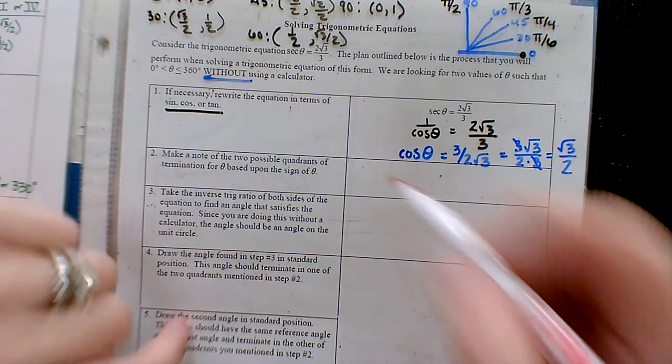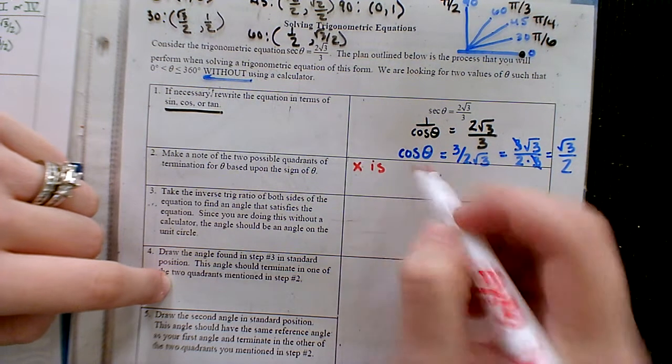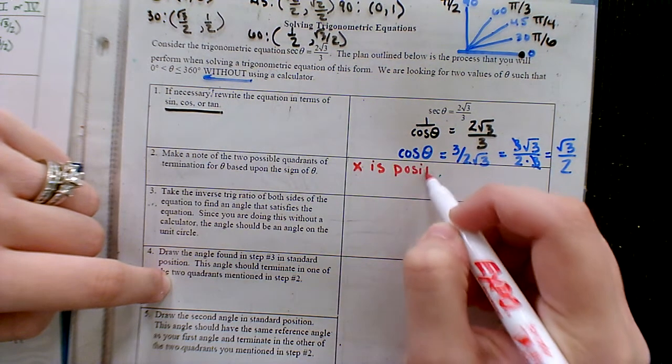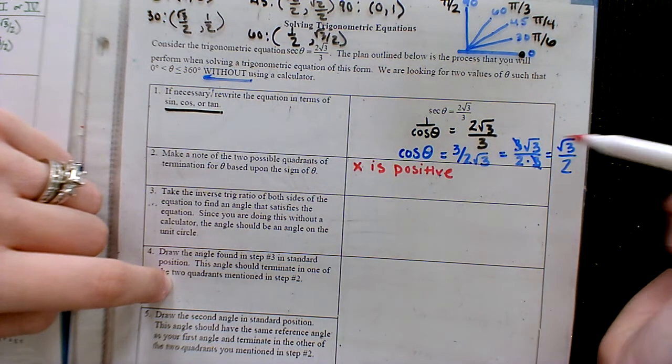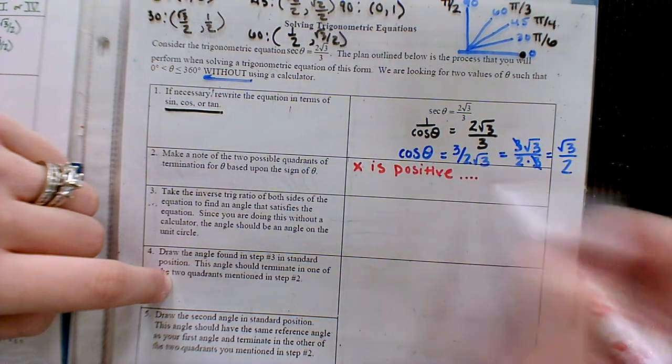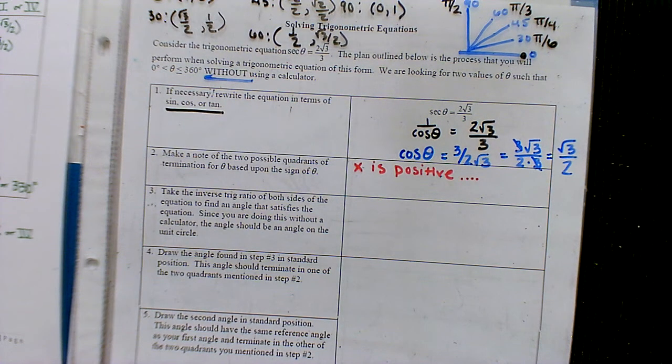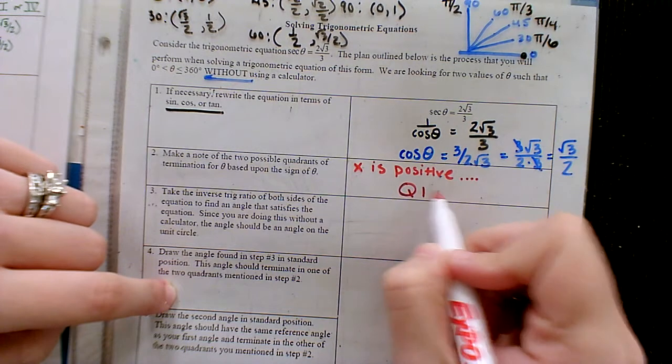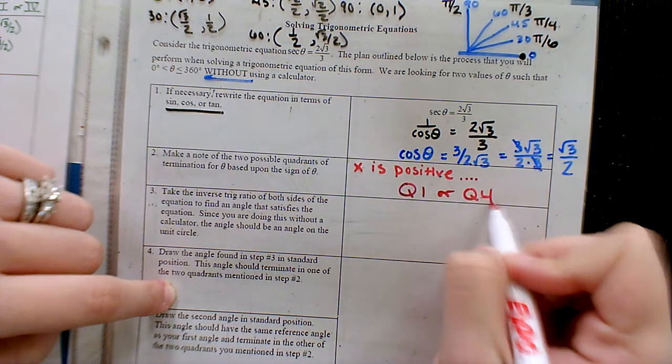All right, so the x is positive, because notice how we had a positive square root of 3 over 2. So which quadrants is this angle located in? Where is x positive? Quadrant 1 or quadrant 4. Good.